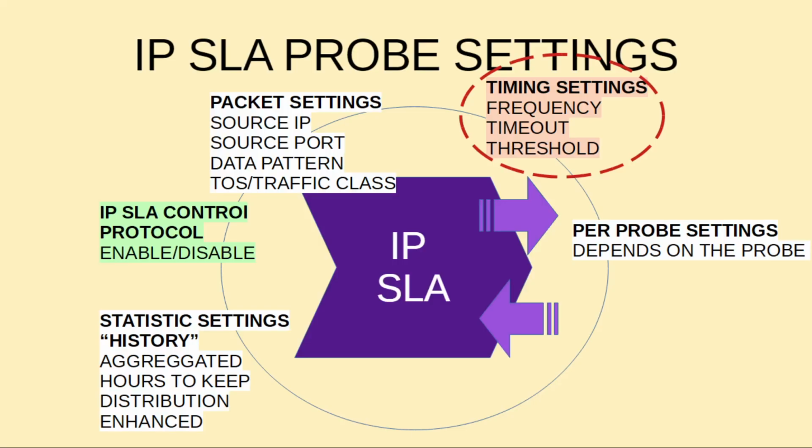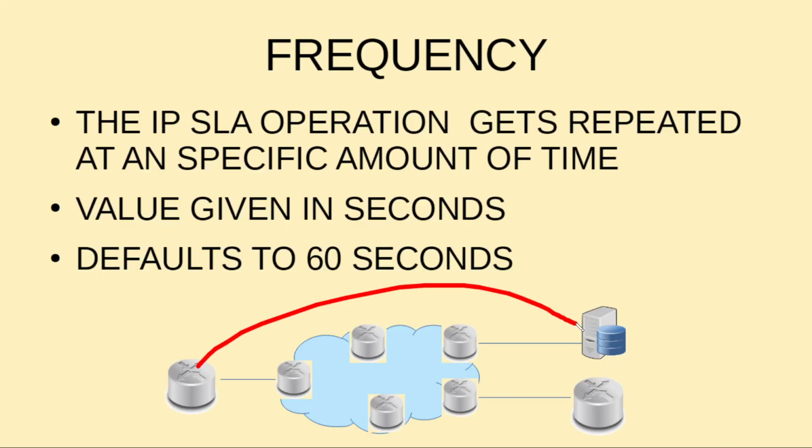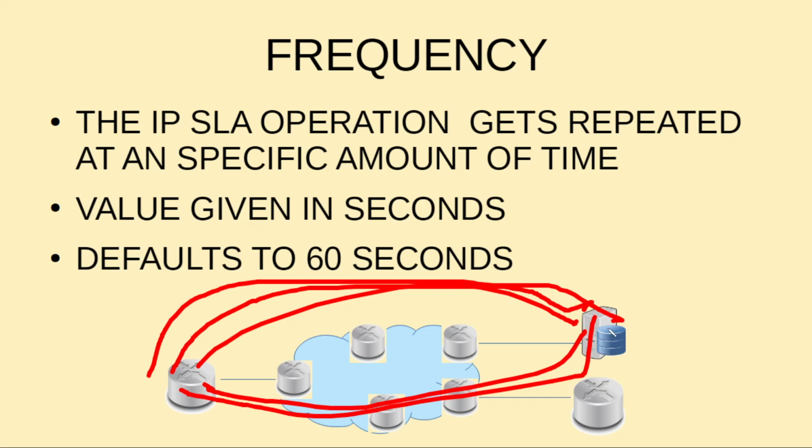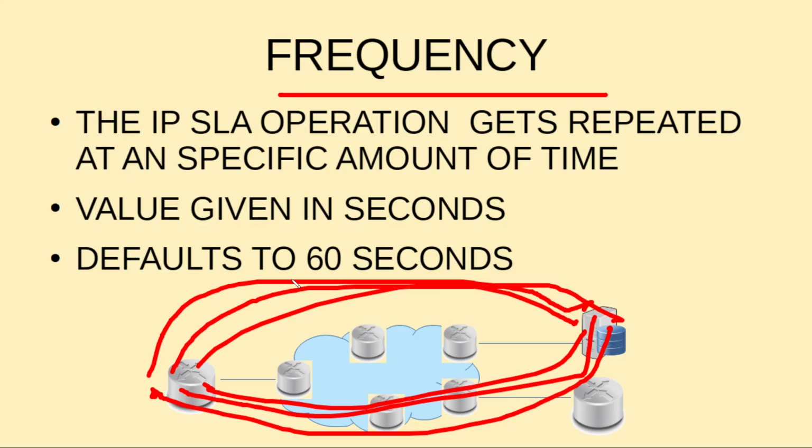Let's talk now about the timing settings for IPSLAs. Once we start sending probes to a destination, we are going to repeat this operation all over again and all over again. The interval that we are going to wait before restarting an operation is known as the frequency. By default, we are going to repeat it every 60 seconds, but we can change that.